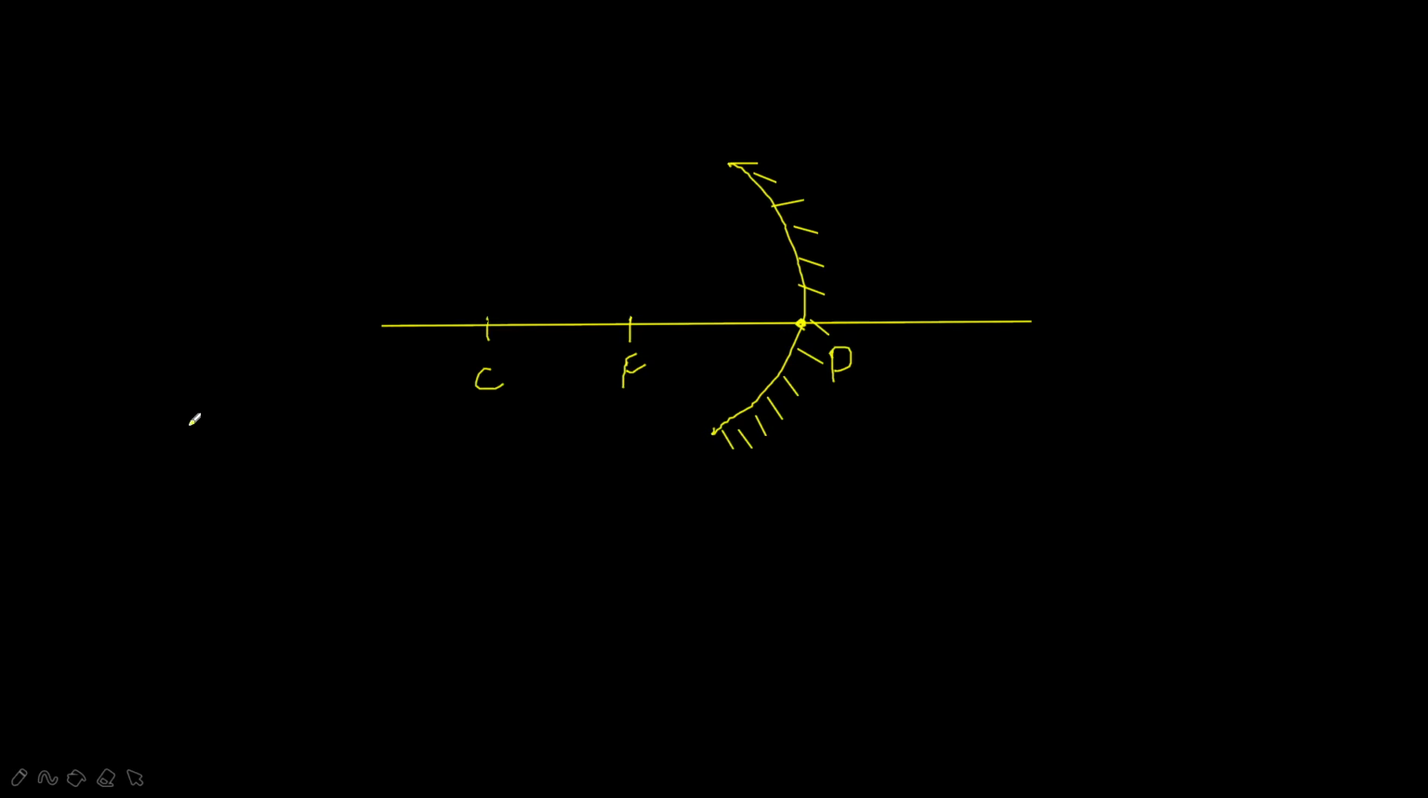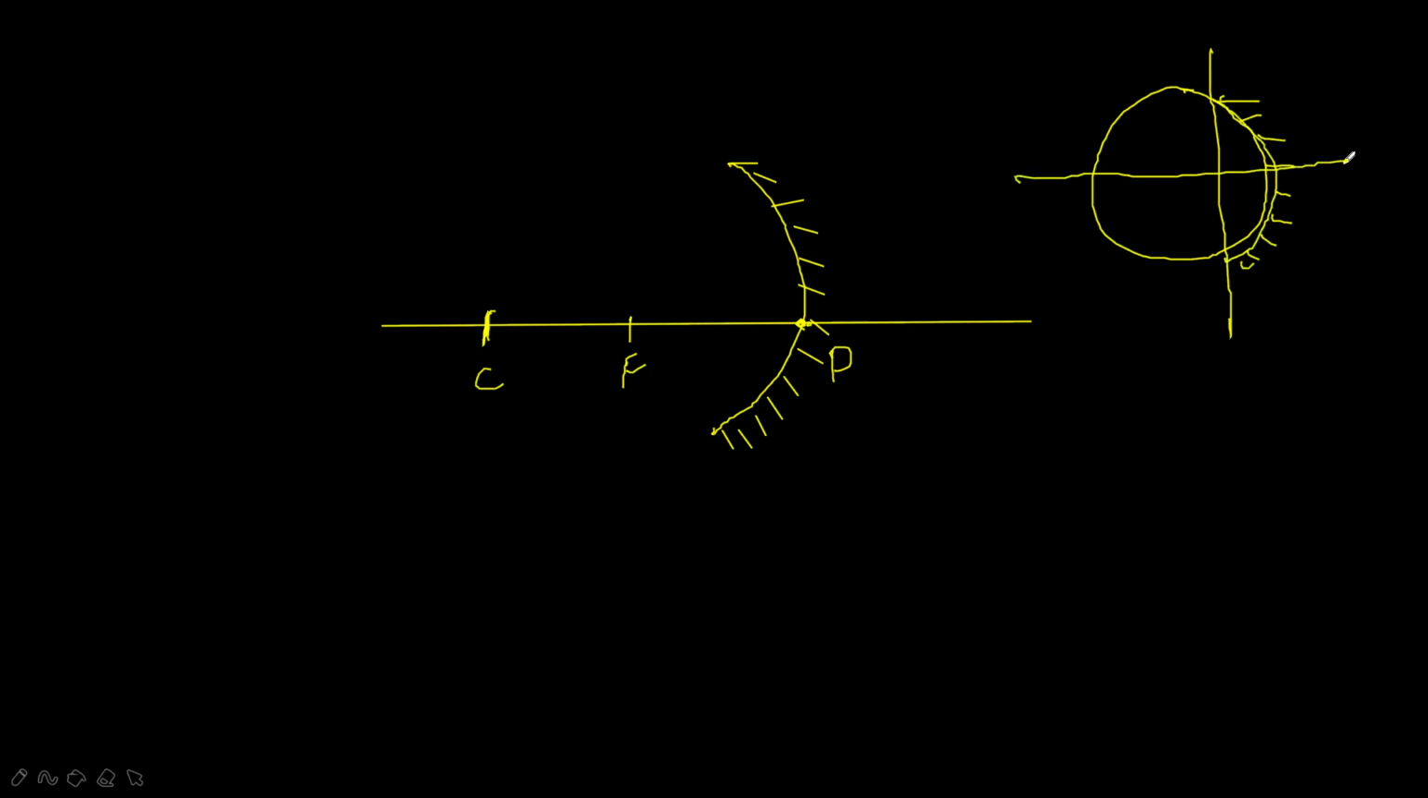Next one is pole. Pole is the center of the reflecting surface of a spherical mirror. Next one is center of curvature. The mirror is a part of a sphere, and each sphere has a center. Here is the sphere which I have taken, and I have cut a piece and polished it like this. This reflecting surface is called the aperture.